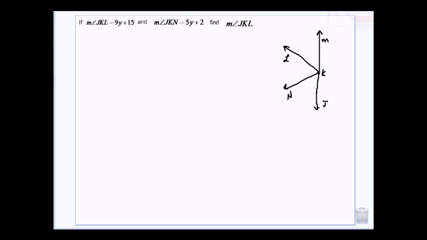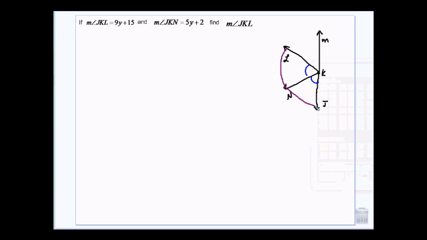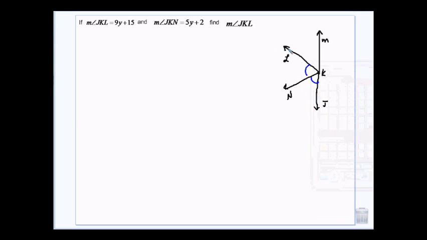In this example, we're still bisected. So this angle and this angle are still congruent. But in this example, I have the measure of JKL. That is this entire thing. Does the purple? No. I'm just going to use a different blue. This entire thing is 9y plus 15.